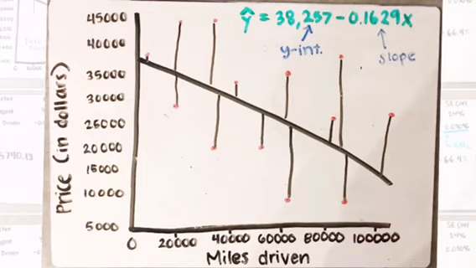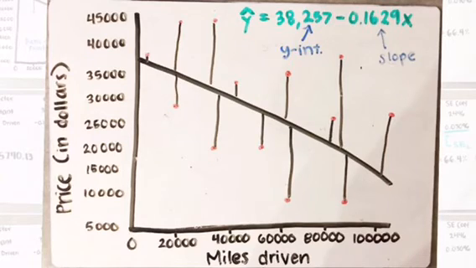In reference to the least squares regression line shown, the slope b equals negative 0.1629 tells us that the price of a used car is predicted to go down by $0.1629 for each additional mile that the car has been driven.